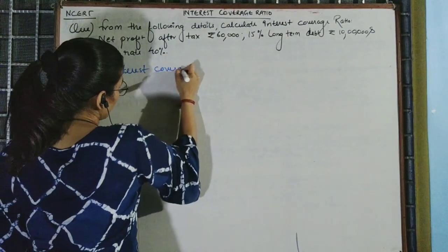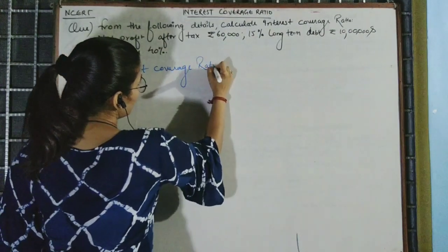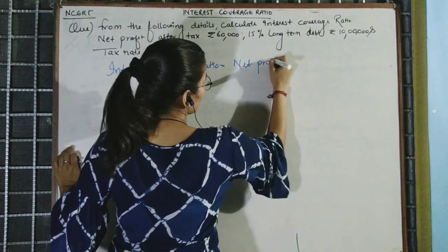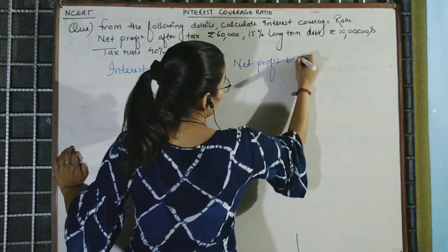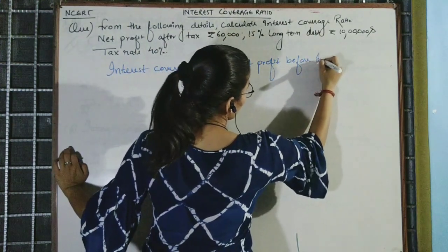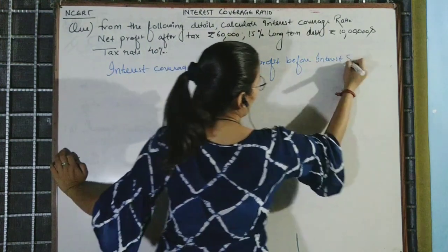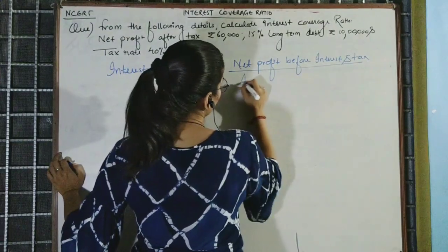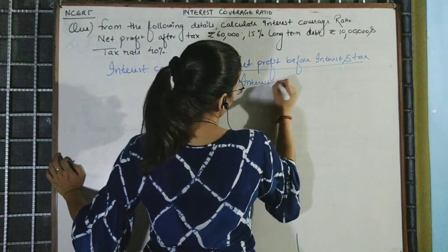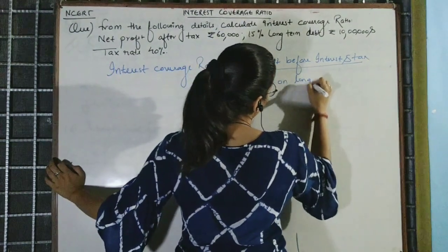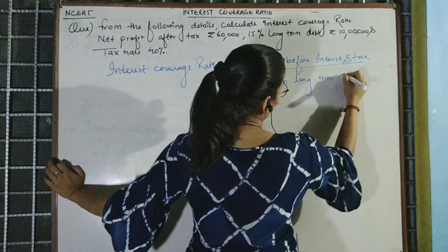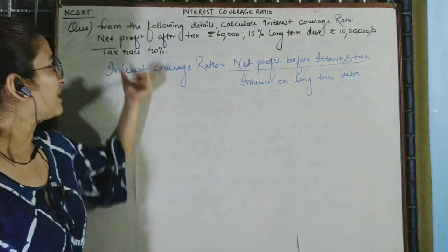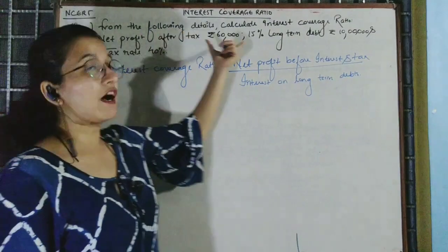As we know, the formula for calculating interest coverage ratio is: interest coverage ratio is equal to net profit before interest and tax divided by interest on long-term debts. So here we are having net profit after tax.